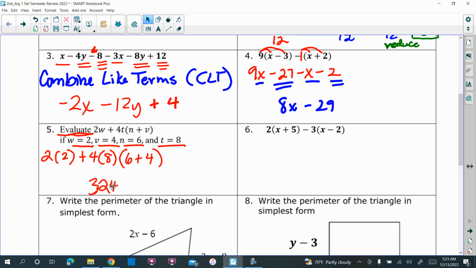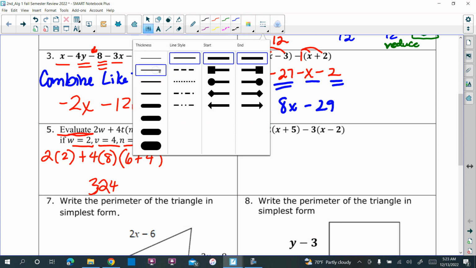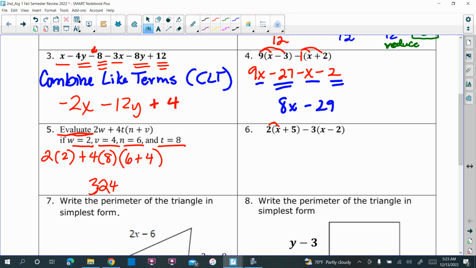Again, we have combining like terms on number 6, but you have to distribute first. So don't forget to distribute the 2 here, and don't forget the sign. This is like a negative 3. So this becomes 2x plus 10, but minus 3x. And a negative times this negative makes that plus 6. And then you need to finish by combining your like terms.